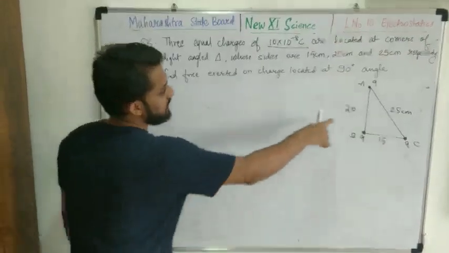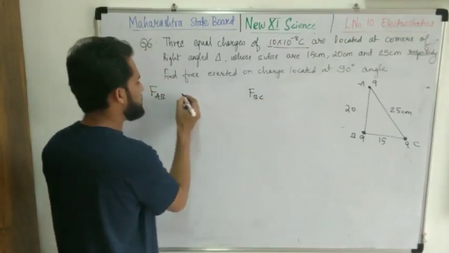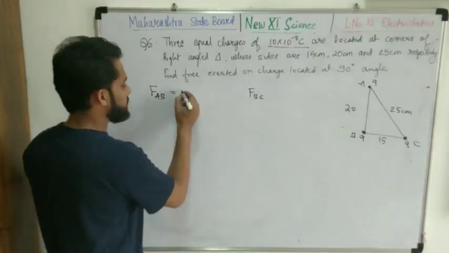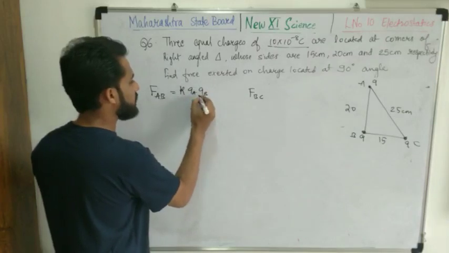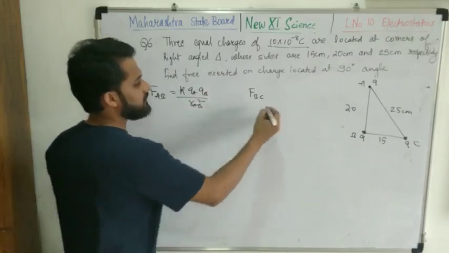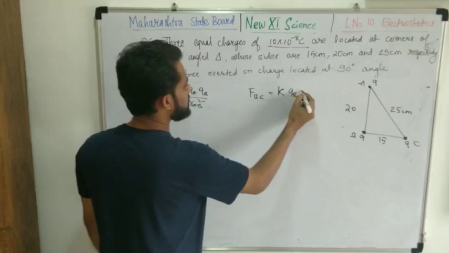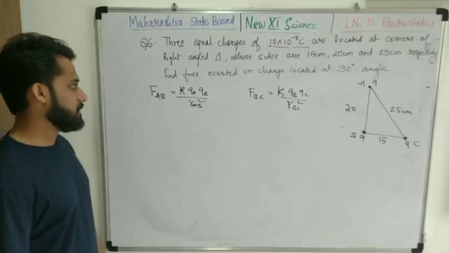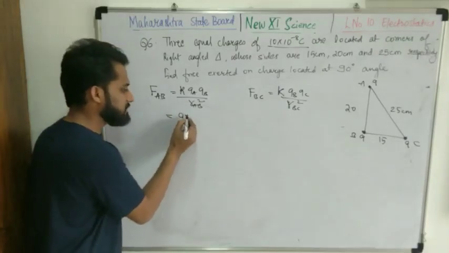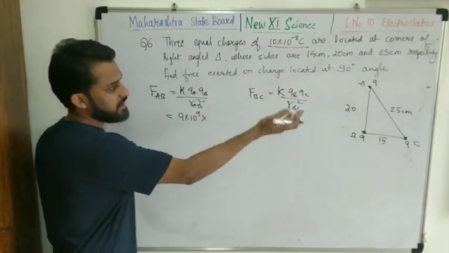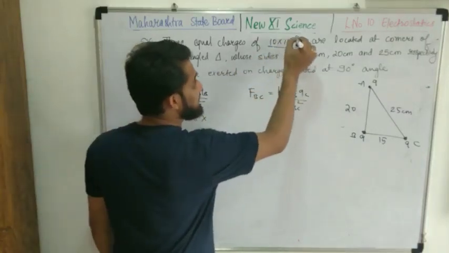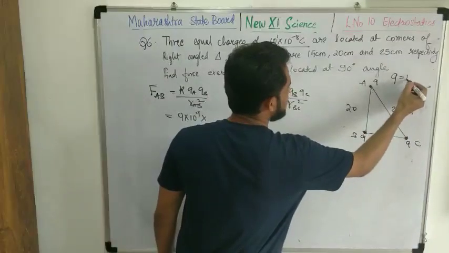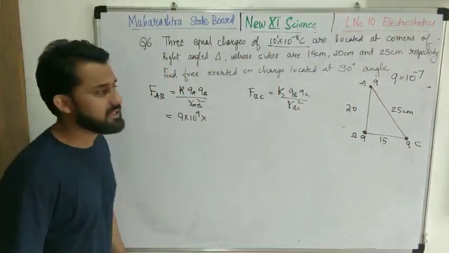What will be the force between AB and what will be the force between BC? The formula for the force between AB is K times QA QB upon RAB the whole square, and the force between BC is K times QB QC upon RBC the whole square. Substituting the data, the value of K is 9 times 10 to the power 9, and charges A and B are equal, both are 10 raised to minus 7. So all the charges are equal and are 10 raised to minus 7 Coulomb.